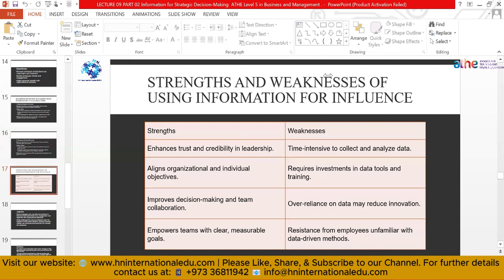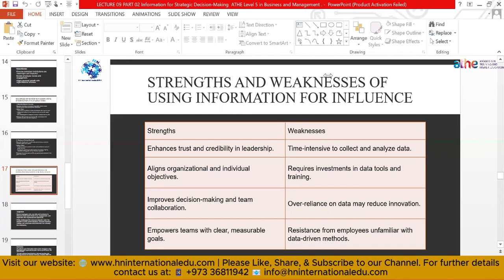So, strengths and weaknesses of using information for influence. The good points are: strength, it enhances trust and credibility in the leadership. No matter what the leadership style or the structure of the organization is, trust and credibility can take you quite far. It aligns organizational and individual objectives side by side on parallel ground. You have to give importance to the objectives of the organization and, for yourself, to the individual goals. It improves decision making and team collaboration.